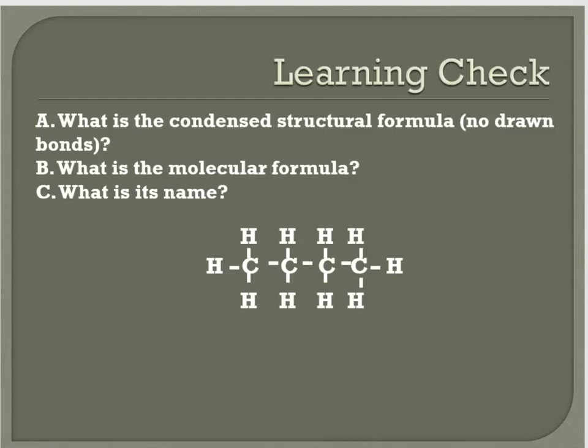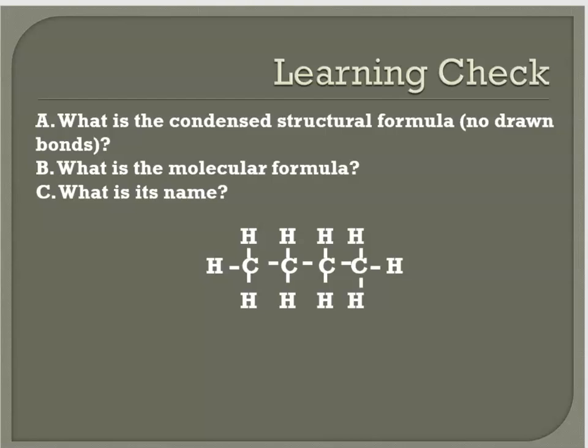So what I want you to do is think about this compound here: what is its condensed structural formula, what is its molecular formula, and what is its name? The goal is to think about the differences between these naming systems: structural formula, molecular formula, and name. These are all things you should be able to differentiate between. I would pause right now and try to answer the question before you move on to the next section.